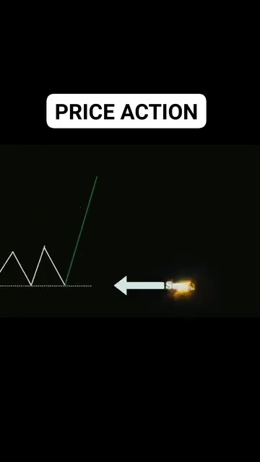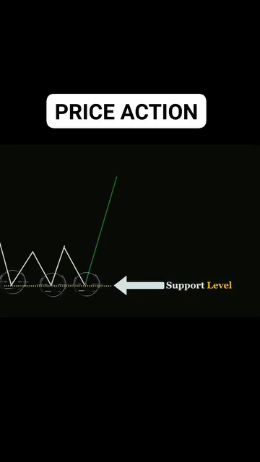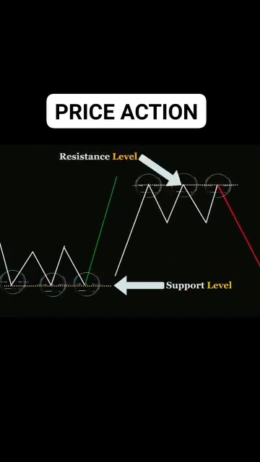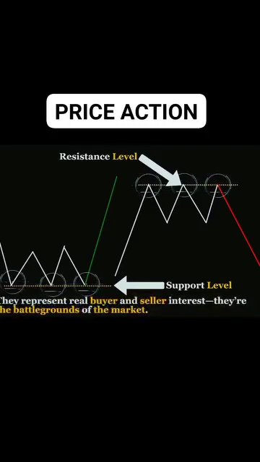resistance. Support is a level where price tends to stop falling and bounce back up. It acts like a floor. Buyers are willing to step in and defend that area. Resistance is the opposite. It's where price tends to stop rising and pull back down. It acts like a ceiling. Sellers come in and push the market down from that level. These zones are not just lines on a chart. They represent real buyer and seller interest. They're the battlegrounds of the market.